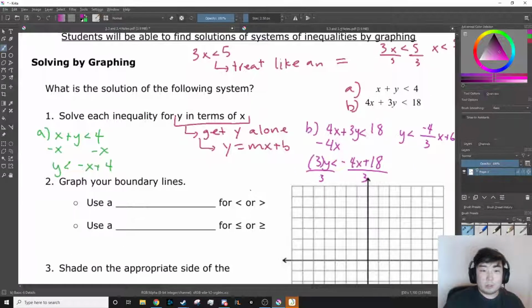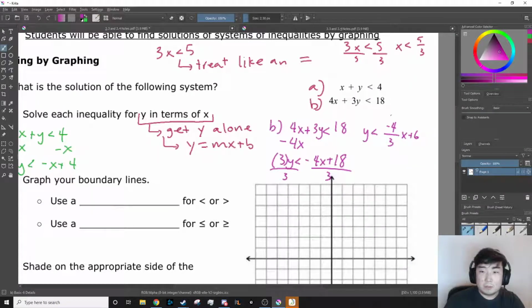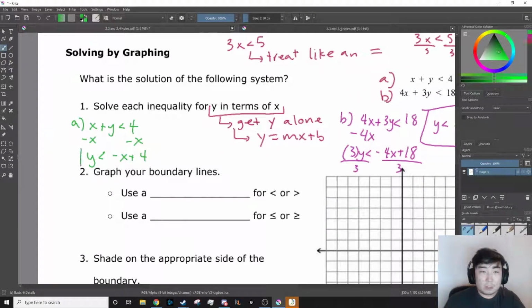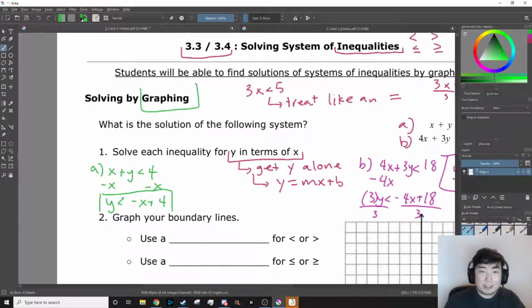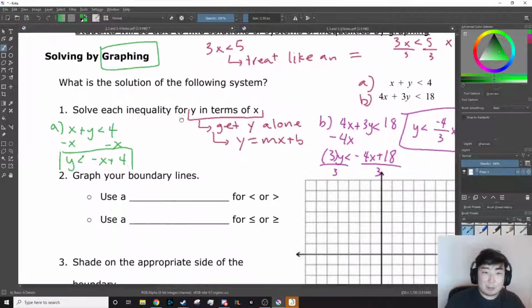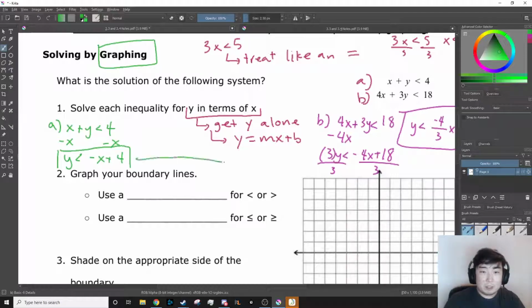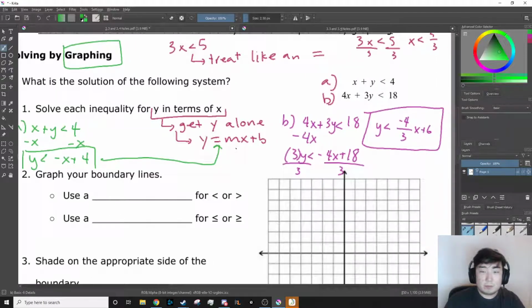The reason why we got these inequalities is because we want to graph them. Because our title says solving by graphing. So for us to graph something, we have to make it into slope-intercept form.